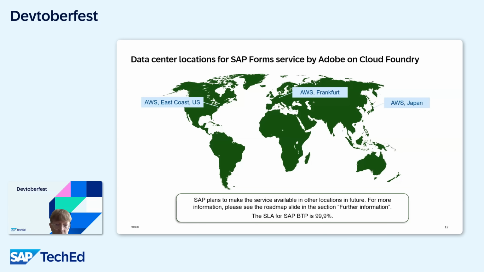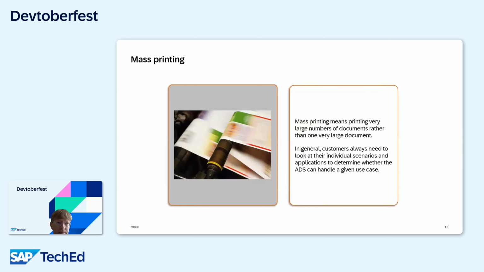We're often also asked about service level agreements. You know, what is support like? What is availability like? And again, we inherit it from BTP. With BTP, the service levels are 99.9%. So that's an important point.